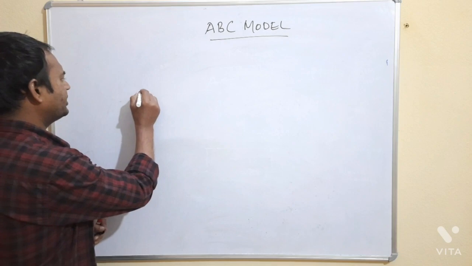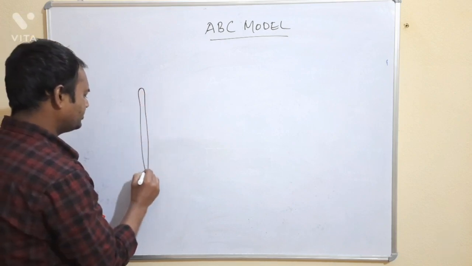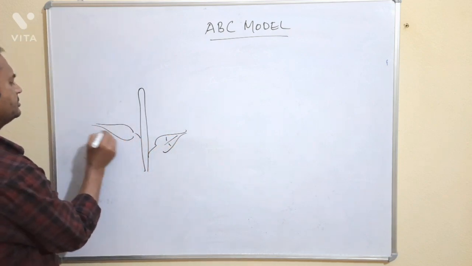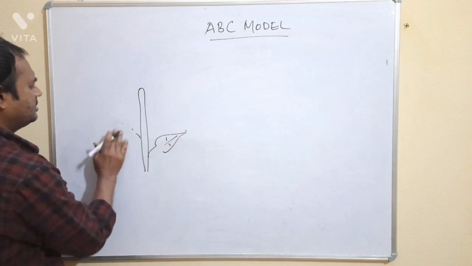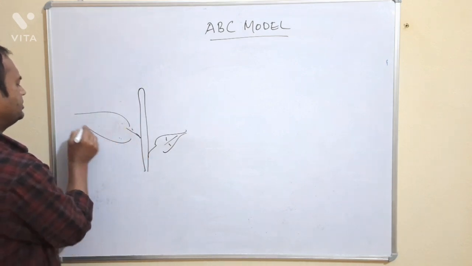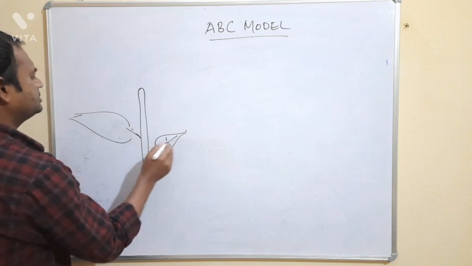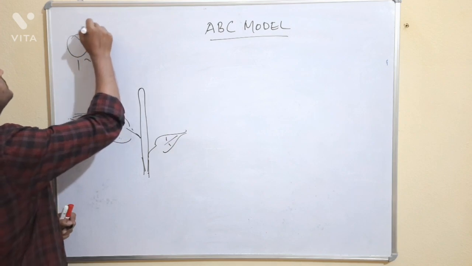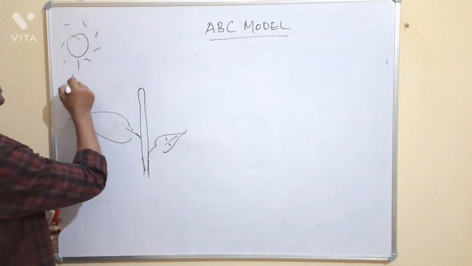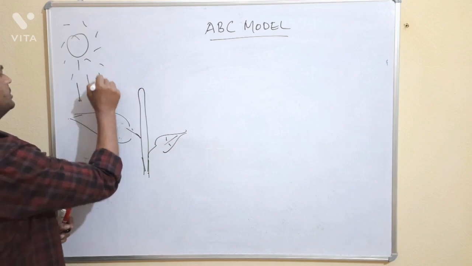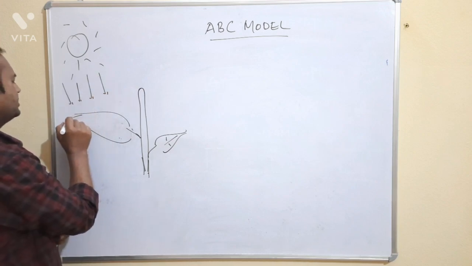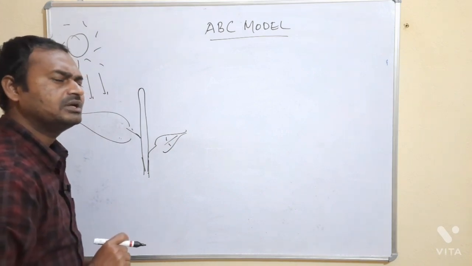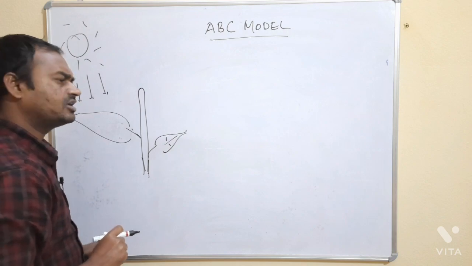Suppose this is a plant, and you know that the plant has flowers. Let us make it quite large. So this is a flower, and sunlight is coming from the sun, and it falls on the surface of the leaves. Due to the exposure of a long duration of sunlight, what happens?